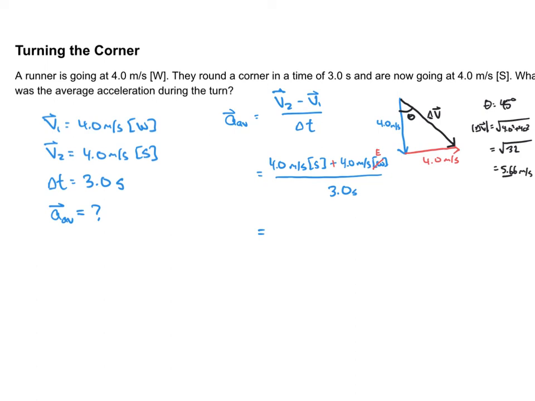Okay, so going back to my equation, my next step, in my numerator, I've calculated the answer to the numerator to be 5.66 meters per second in the direction of south 45 degrees east. So that is the direction of the acceleration. That is what's going to allow this person to turn. This is going to be divided by 3 seconds.